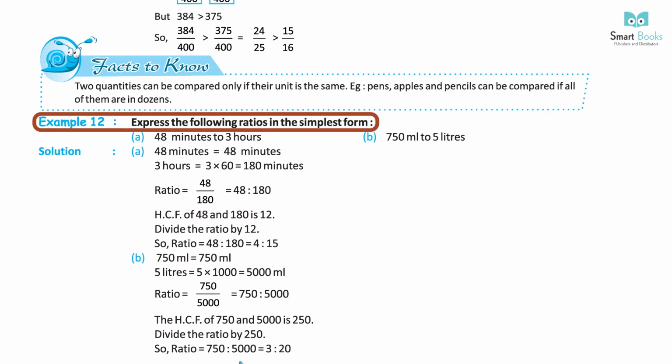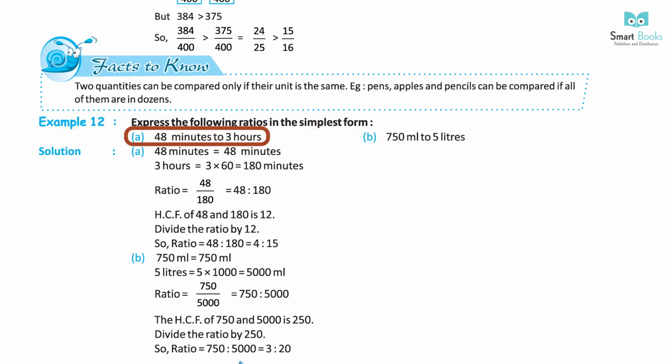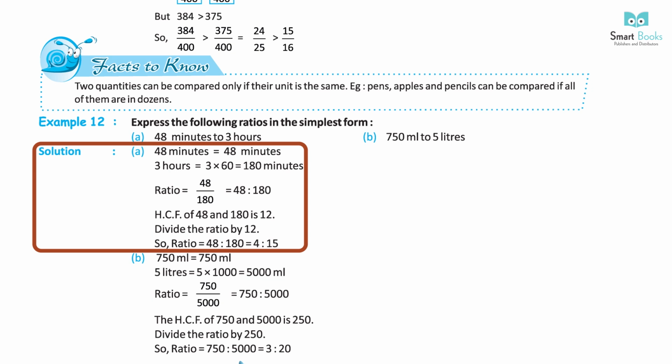Example 12. Express the following ratios in the simplest form. A. 48 minutes to 3 hours. B. 750 milliliters to 5 liters. Solution. A. 48 minutes equals 48 minutes. 3 hours equals 3 into 60 equals 180 minutes. Ratio 48 upon 180 equals 48 ratio 180. The HCF of 48 and 180 is 12. Divide the ratio by 12. So the ratio 48 ratio 180 equals 4 ratio 15.